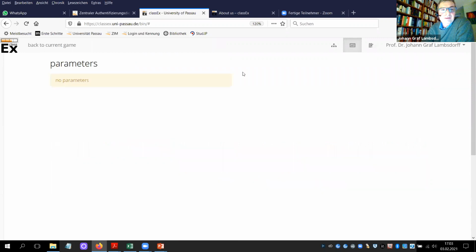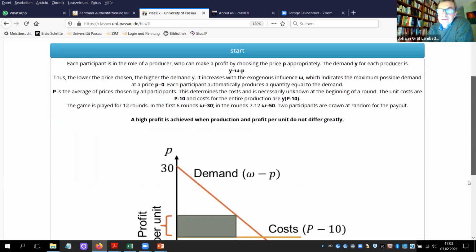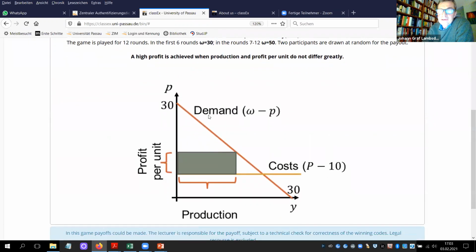Now it says 2 participants are drawn at random for the payout. So, and in fact, I think you can really earn some money this time. So just to illustrate, you have this demand function in the beginning from 30 to 30. You have this cost function, but you currently don't know at what level this is, because this depends on the average price chosen by all the others, minus 10.